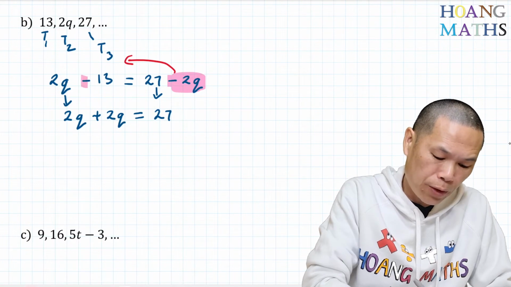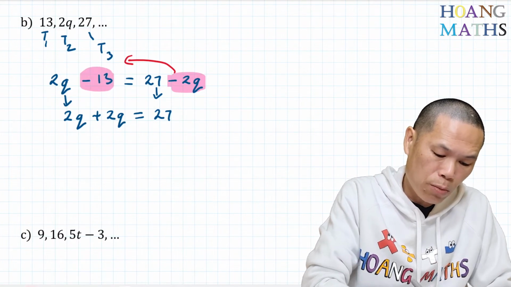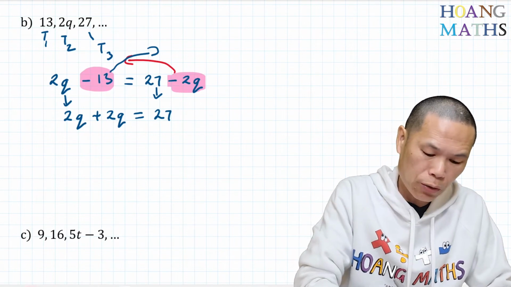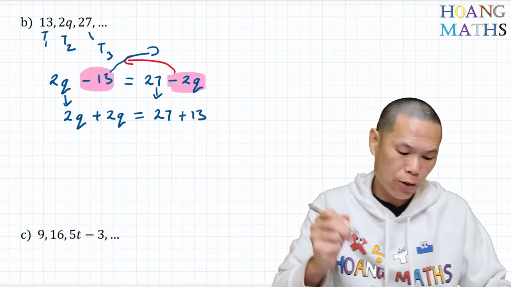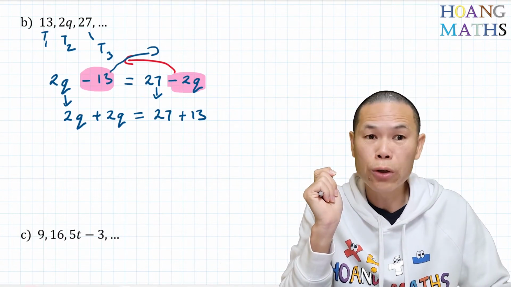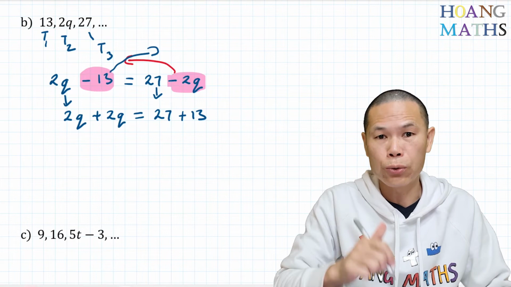And we have negative 13. So we move it to that side, and it becomes plus 13. Let me just write this down. So there you go. Now what I do is collect the like terms. So 2q plus 2q gives me 4q.